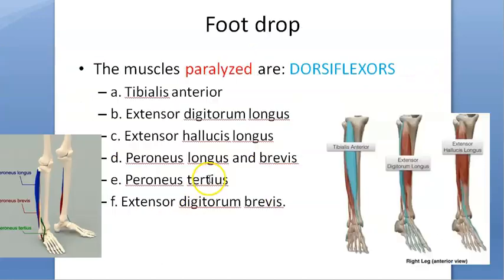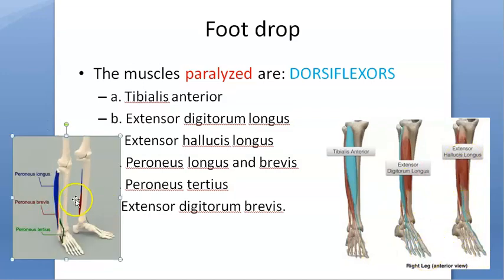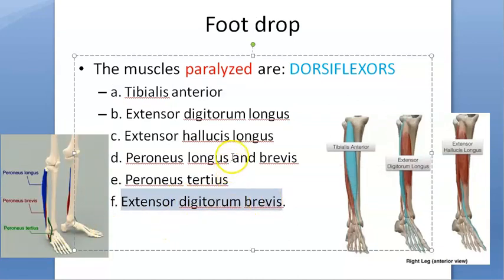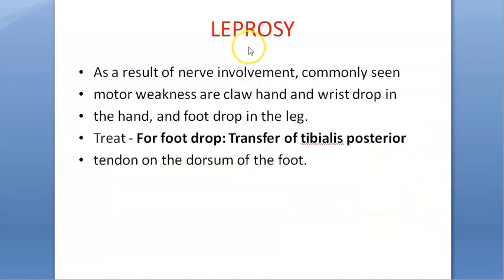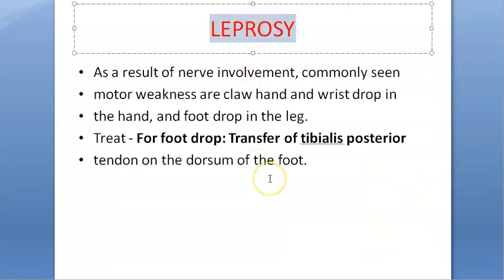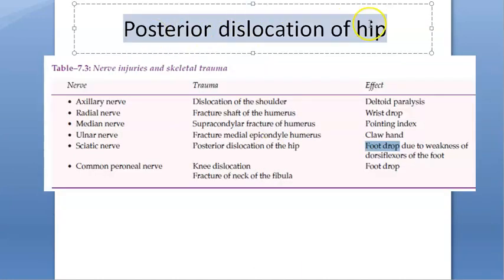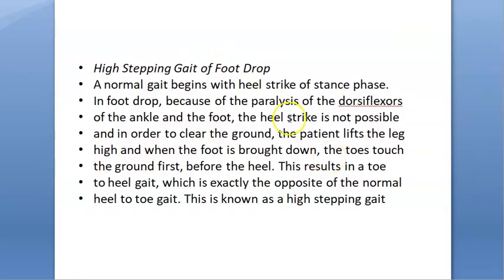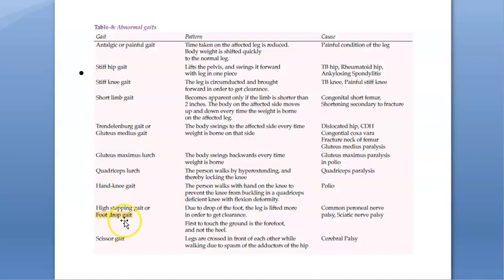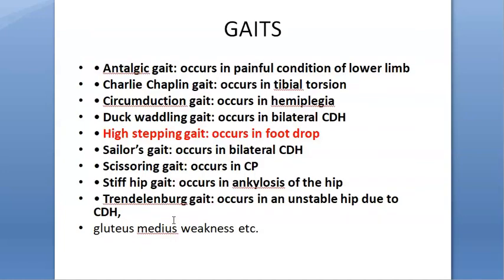The muscles which are paralyzed are tibialis anterior, extensor digitorum longus, extensor hallucis longus, peroneus longus, peroneus brevis, peroneus tertius, extensor digitorum brevis. Those are the dorsiflexors. This can happen because of leprosy or because of posterior dislocation of hip. There are a lot of types of gait, and one of them is foot drop gait or high stepping gait.